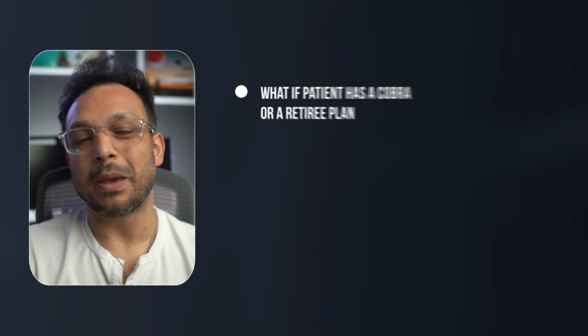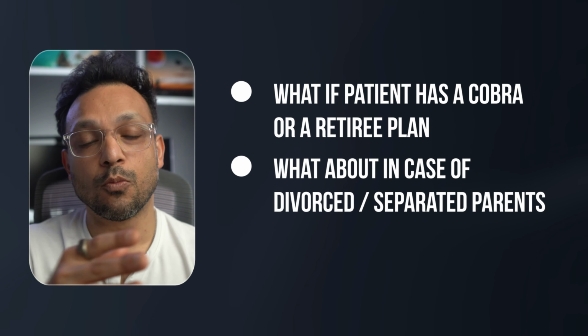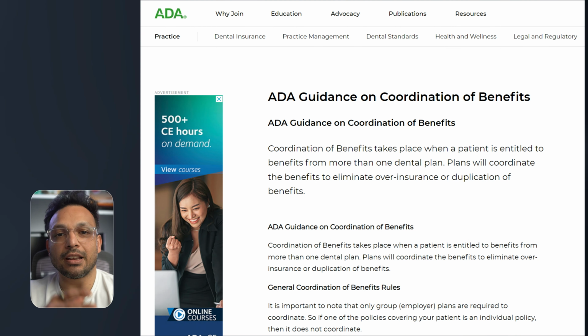Now, what this birthday rule means is that the dental plan covering the parent whose birthday comes first, specifically the month and the day, first in the calendar year, that plan will be the primary plan, and the plan covering the parent whose birthday comes later in the year will be the secondary plan. There are other scenarios you need to keep in mind. For instance, what if a patient has a COBRA or a retiree plan? What if parents are separated or divorced? And what about Medicaid plans? Instead of trying to memorize these scenarios, we like to rely on ADA's guidelines on coordination of benefits, which I'll link to at the bottom of this video. All right, let's keep going.